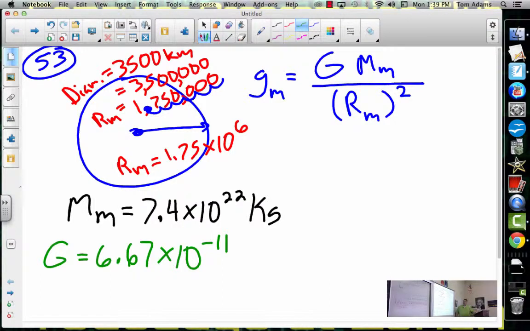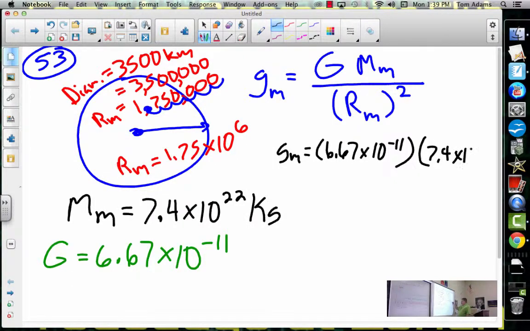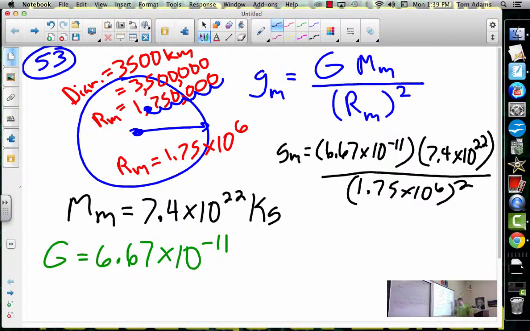They're similar. All right, so now I just need to plug all this into the equation, and I'll get an answer. So we're going to say that the acceleration due to gravity is equal to 6.67 times 10 to the negative 11, times the mass of the moon, 7.4 times 10 to the positive 22, divided by the radius, 1.75 times 10 to the 6th, but we have to remember to square that whole thing. Does that look right to you?